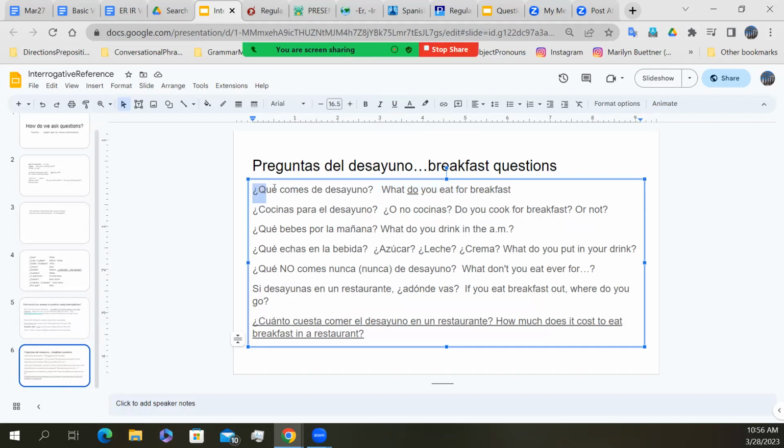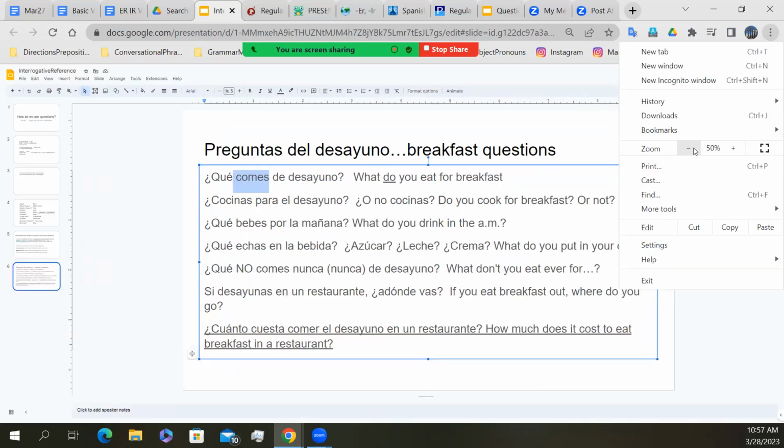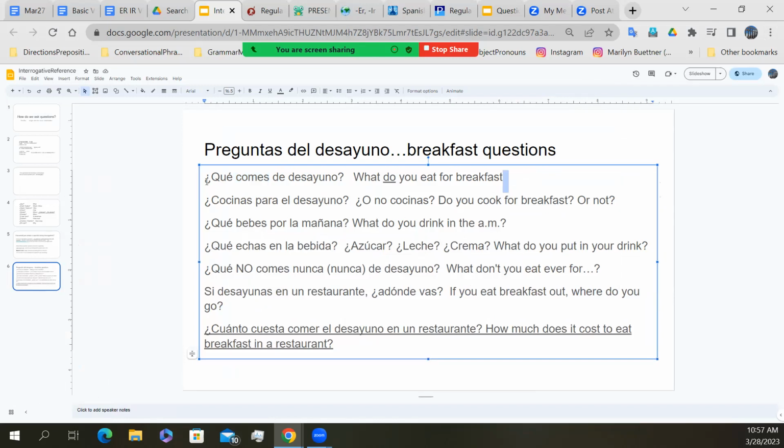And in Spanish, the what part is going to be qué. So here it comes. Question word and then our verb. Do you eat? ¿Qué comes? So here are some sample questions of how we often ask questions. The way you ask, what do you eat for breakfast? ¿Qué comes de desayuno? ¿Qué comes? What do you eat?